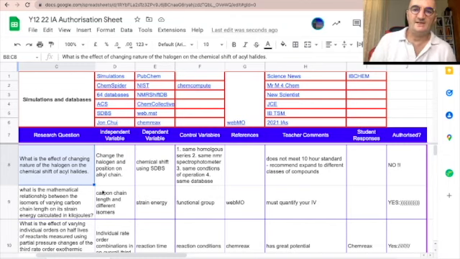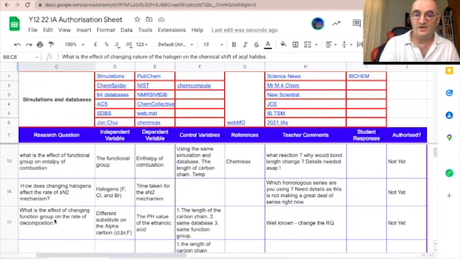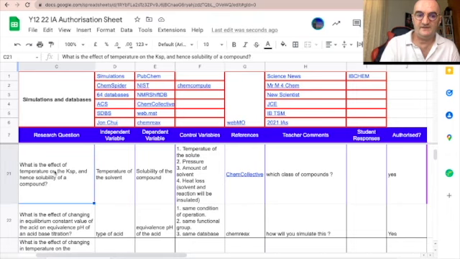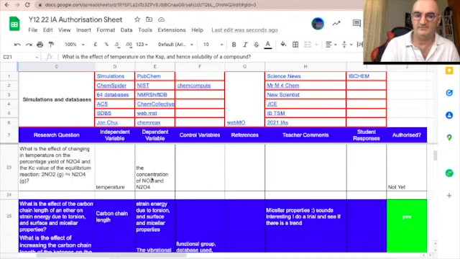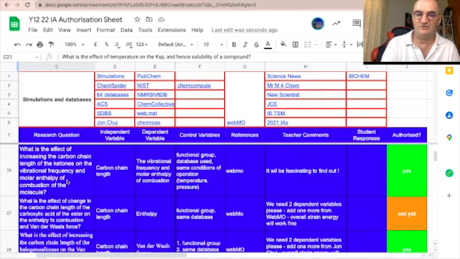When a student has got to grips with WebMo and John Chewies' site, what sort of research questions does this stimulate? This is a live sheet from my classes, which I'm currently teaching, and we'll pluck a few at random. The effect of temperature on Ksp and hence solubility using ChemCollective. Brilliant. High scoring. Awesome. Effect of carbon chain length of an ether on strain energy due to torsion and surface and micellar properties. Don't forget, we can have 2 or 3 dependent variables. Might be a little bit ambitious, but we'll see how that one goes.